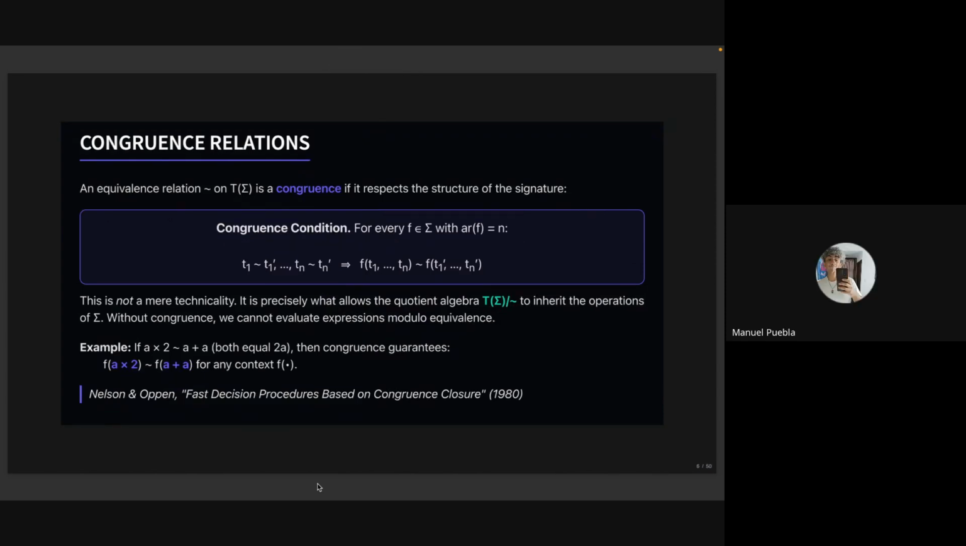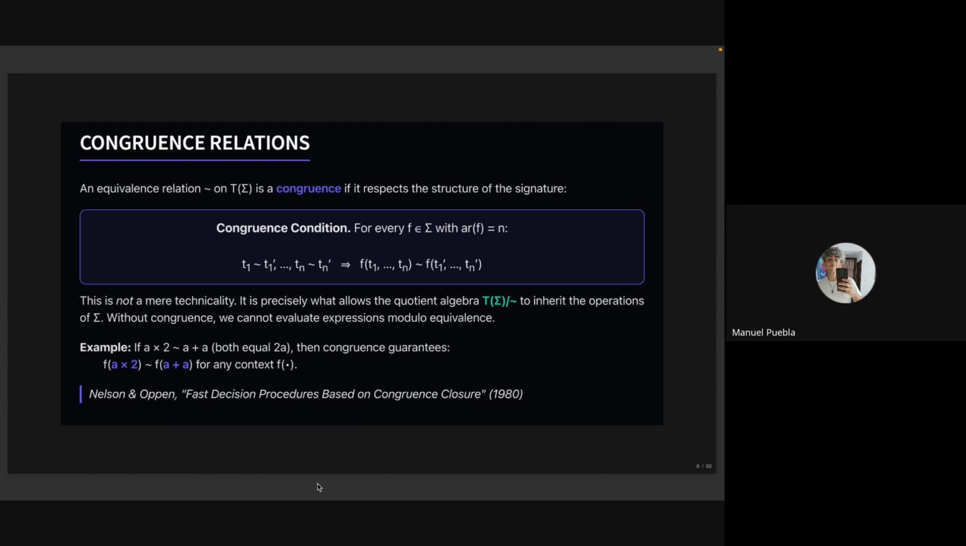So what do we do with the term algebra? We need to have an equivalence relation that will identify things that are equivalent, but also we need a congruence condition. This means that the equivalence relation needs to be stable under the application of functions that are in the signature. So this is kind of a closure condition that is going to be very important for us. Okay, so whenever we have n couples of equivalent terms, whenever we apply a function to them, the results are also equivalent.